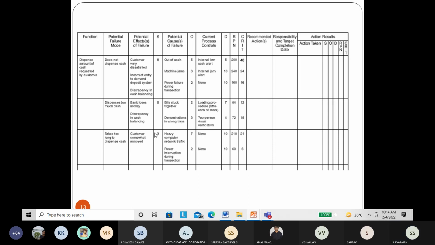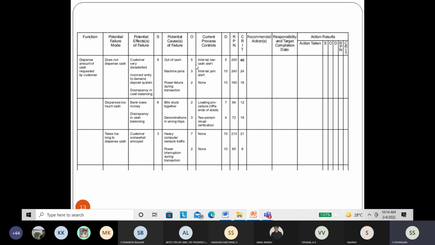Severity is low because at least we are getting the cash. Long time also we are getting it. Not dispensing is very severe, so it's on a scale of 10. If it is very severe you have to give it 10. If it is less severe we have to give 1. So they made a comparison.